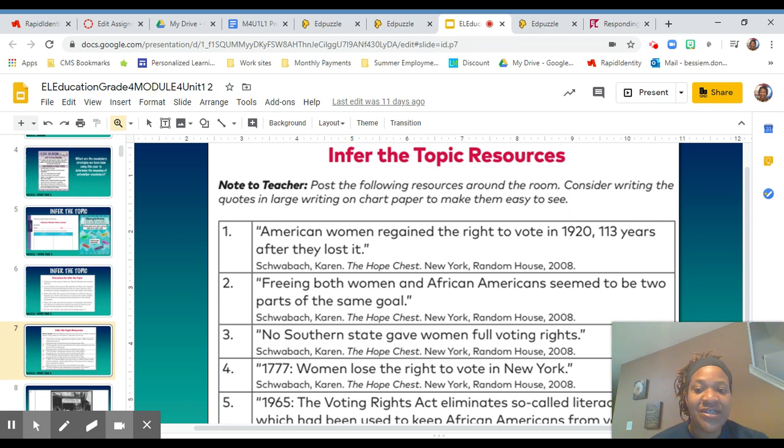Number four: In 1777, women lose the right to vote in New York. Number four: In 1777, women lose the right to vote in New York. Go.